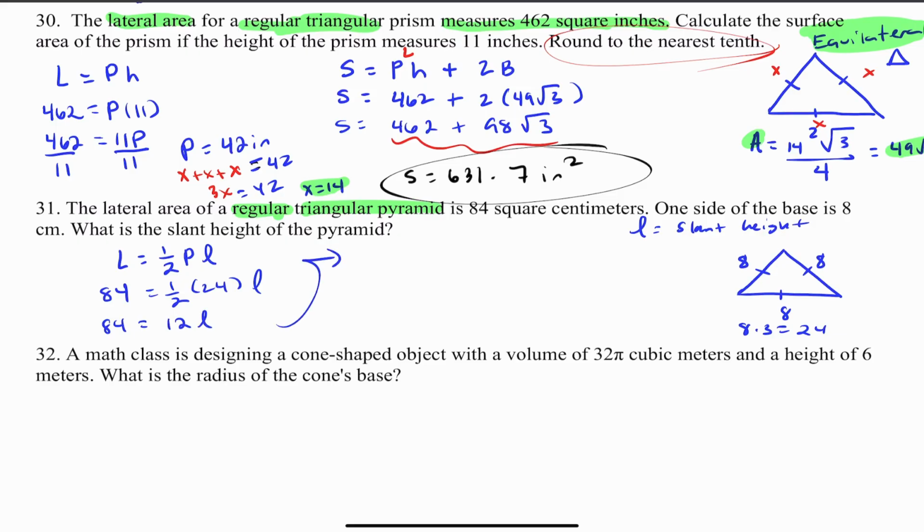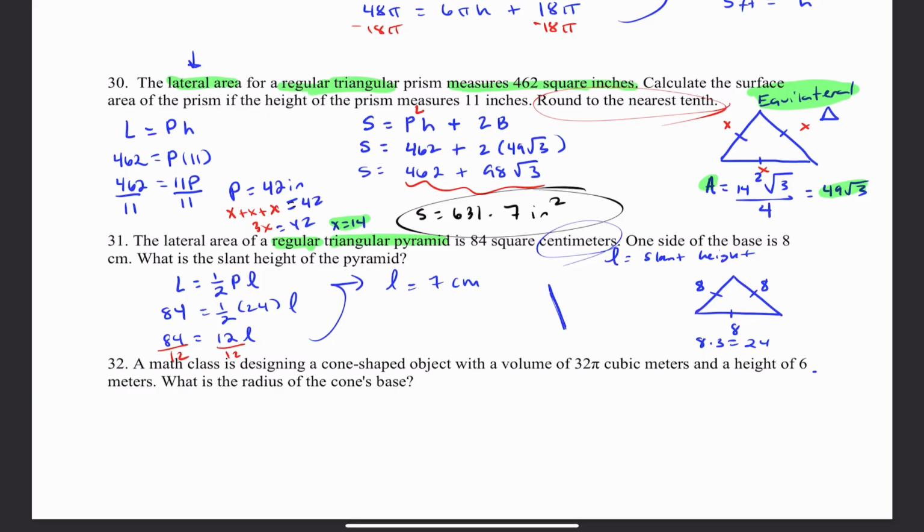So then if I divide both sides by 12 here, you are going to get slant height equals 7, and we're dealing with centimeters here, so 7 centimeters. We do not square this one because the slant height is a one-dimensional object, so therefore we just leave it as centimeters, okay?